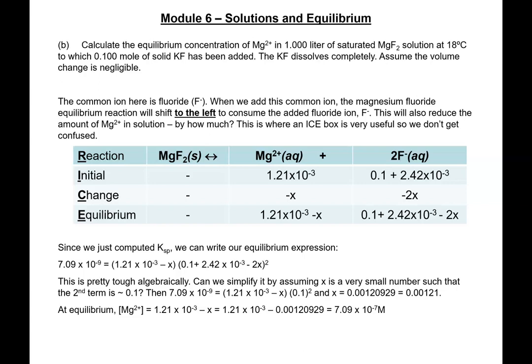Now we don't write that on our piece of paper, but we keep the number in our calculator and let our calculator do our computing for us, and we get a really small number, 7.09 times 10 to the minus 7th molar. Okay, so that's our answer to part B.